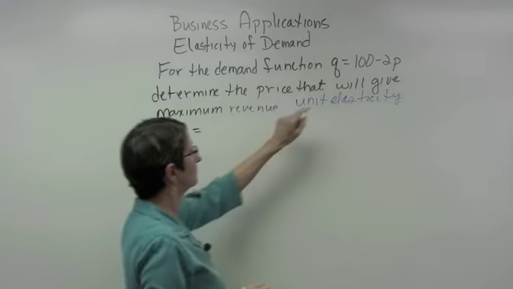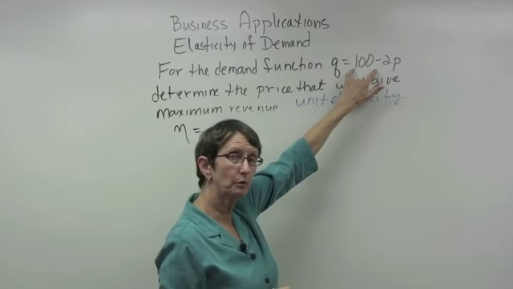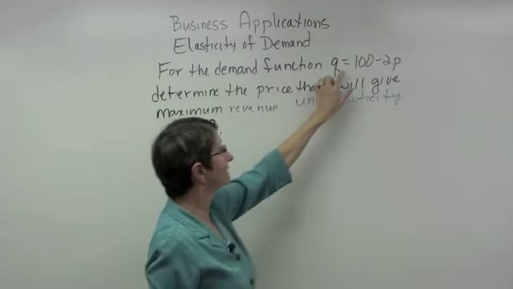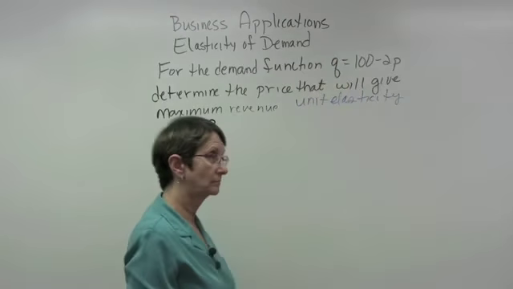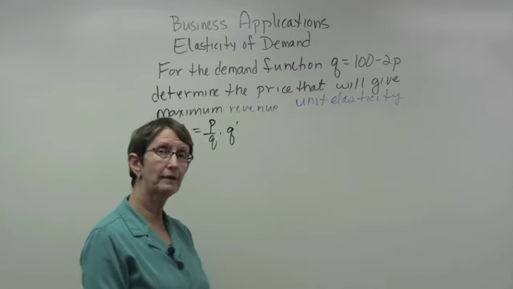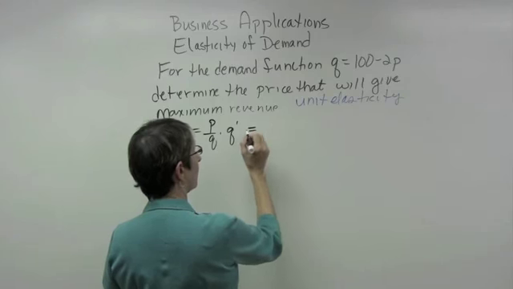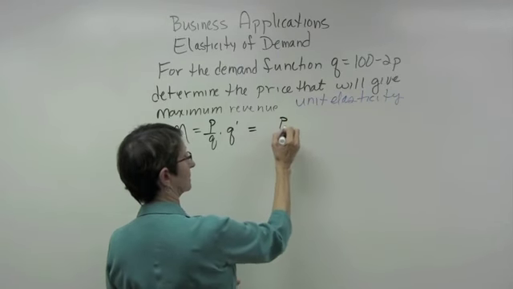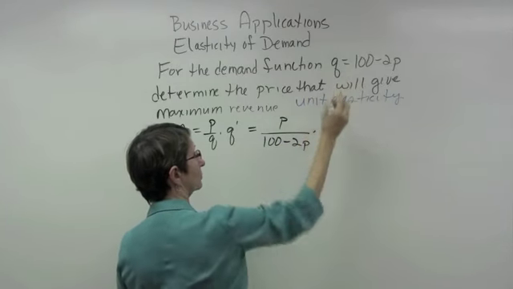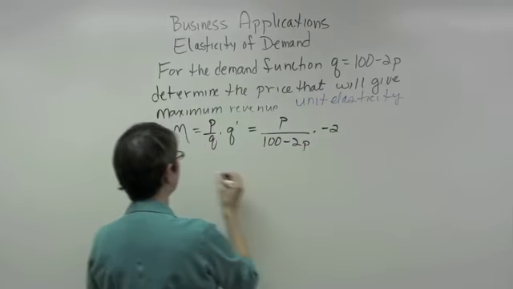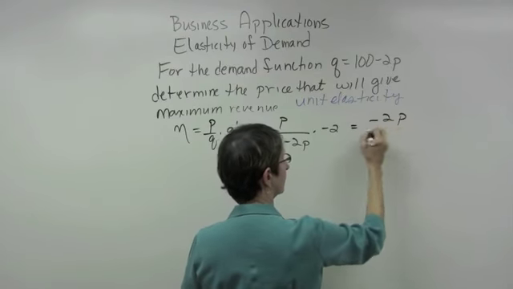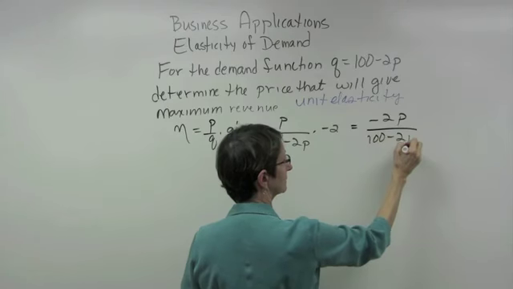Eta is equal to, now, P over Q, that's the way it always starts. But if I take the derivative here, it's Q prime. So I multiply by Q prime. That's the formula that I use. That would give me P over Q times the derivative, which is negative 2. So my elasticity is negative 2P over 100 minus 2P.